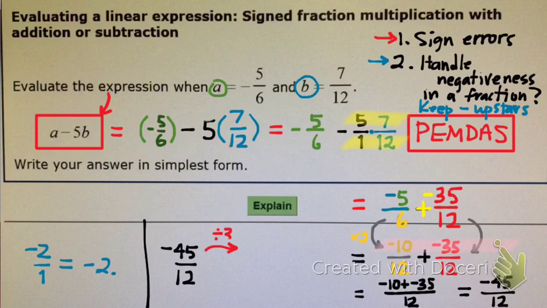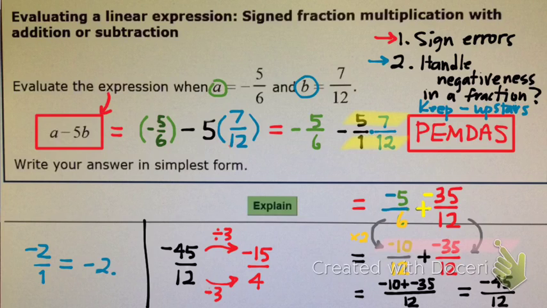So if I divide by 3, the top and the bottom, my denominator goes down to 4. My numerator, negative 45 divided by 3, becomes negative 15. Are we done there? Oh, that's a good question. So what should we do with that negative?